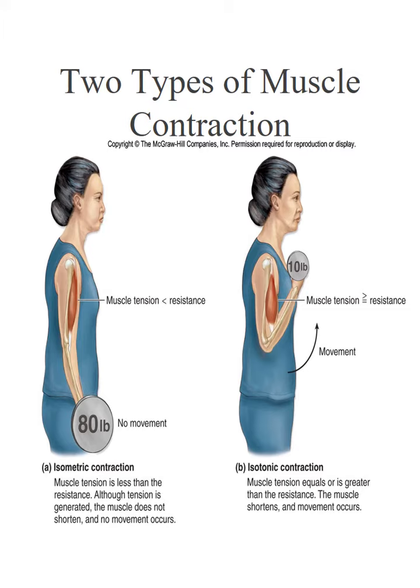However, the second type, isotonic contraction, is where the tension produced equals or is greater than the resistance, and then the muscle fibers shorten, resulting in some type of movement. An example of this is when a person lifts a grocery bag out of the car: the tension generated in the appropriate muscle equals the load, and the muscle fibers shorten.